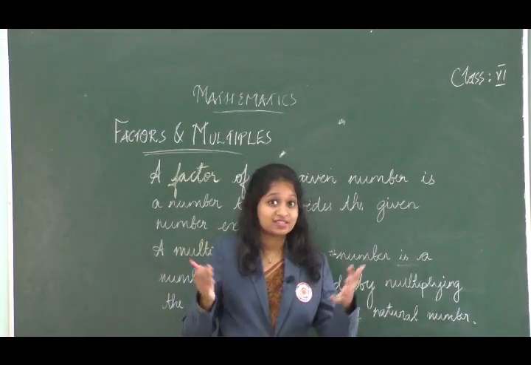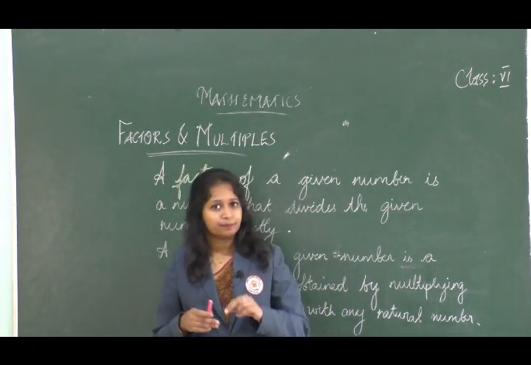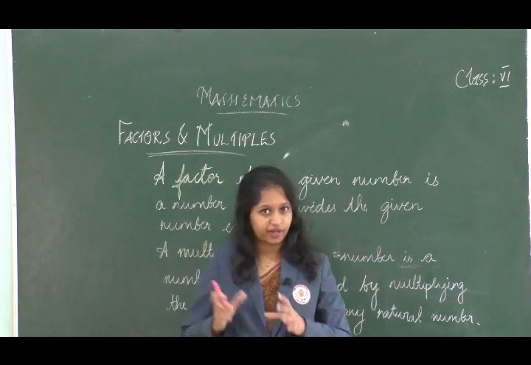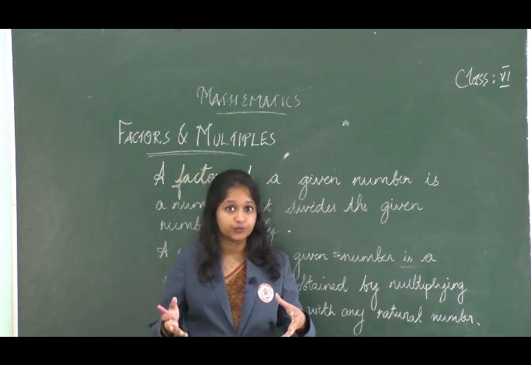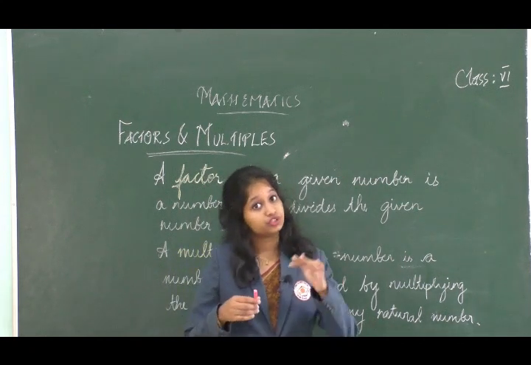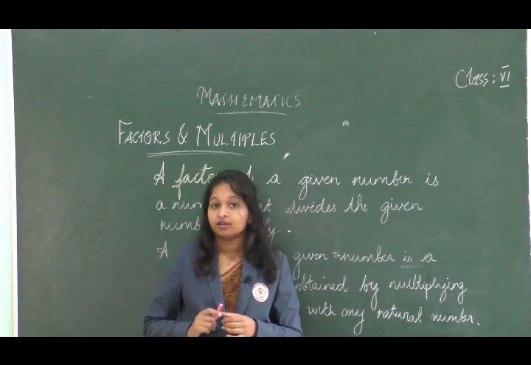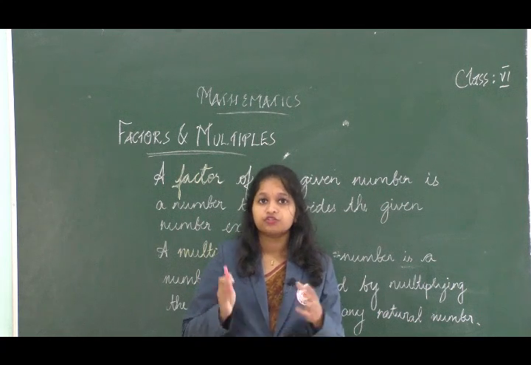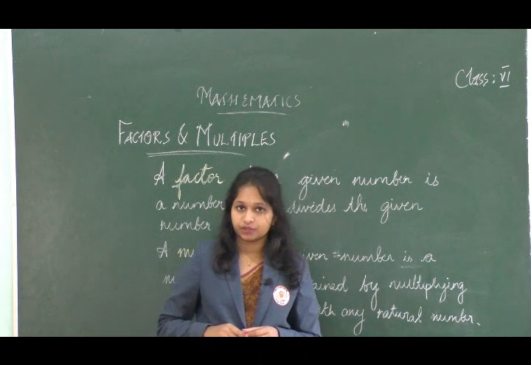So children, there are some more rules for simplification. When there is a plus sign in front of a bracket, you can simply remove the bracket. When we have a minus sign, what do we have to do? We have to reverse the sign which is inside the bracket. And when there is no sign between two numbers, we have to use the multiplication operation.